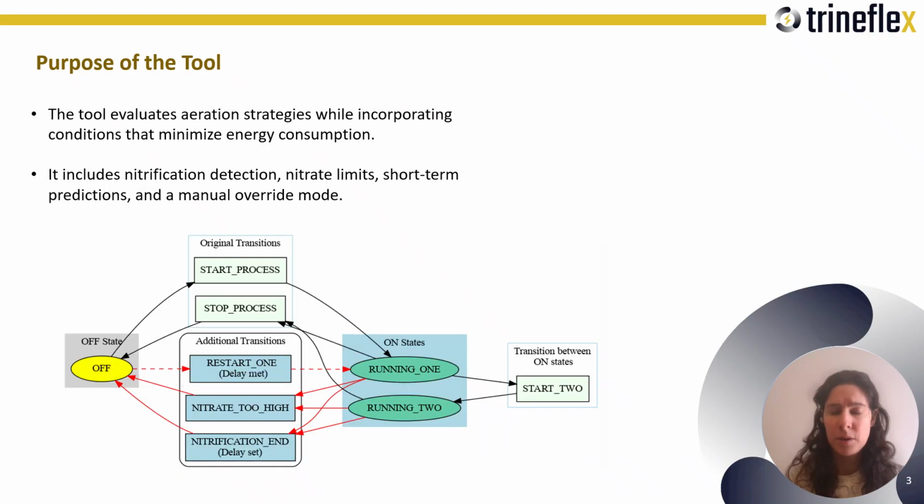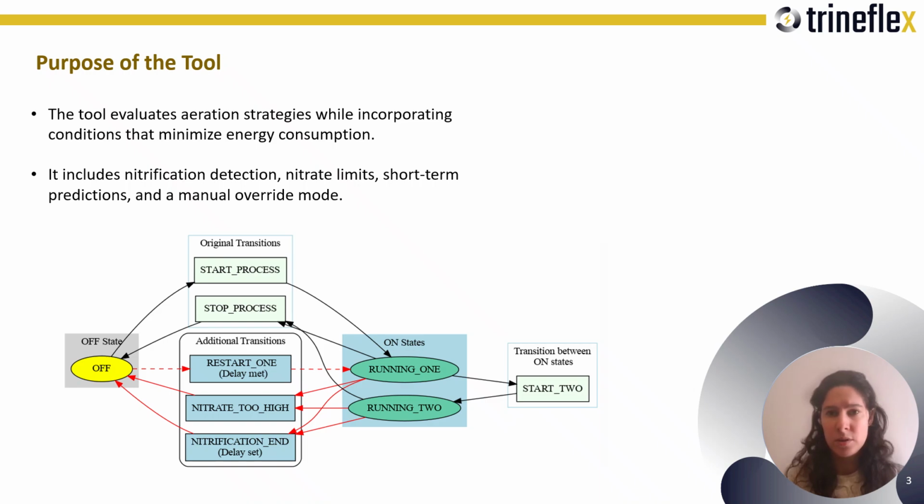The main objective of the tool is to test and validate different aeration control strategies in a safe environment. It was developed based on the SAMUR use case, incorporating improvements to reduce energy consumption, avoid unnecessary long aeration periods, and maintain the biological process efficiently.